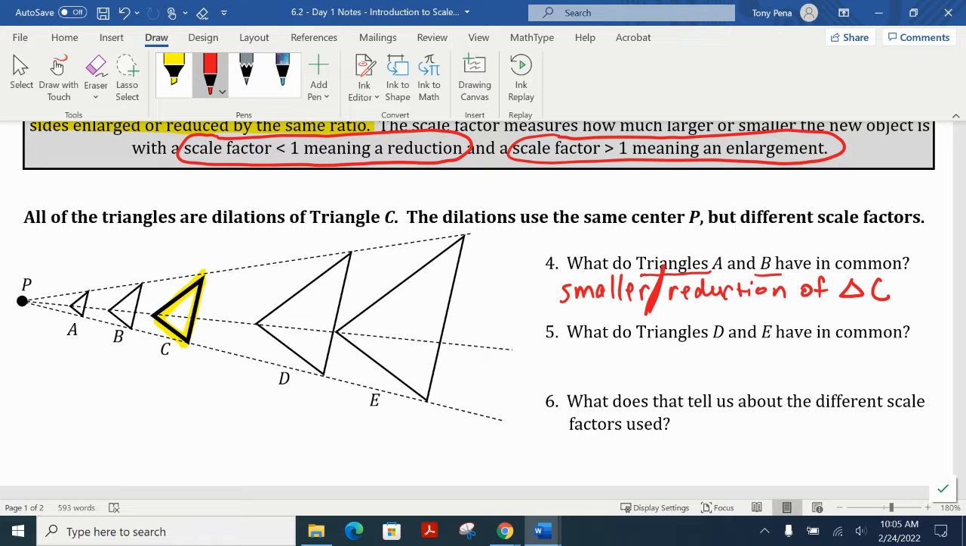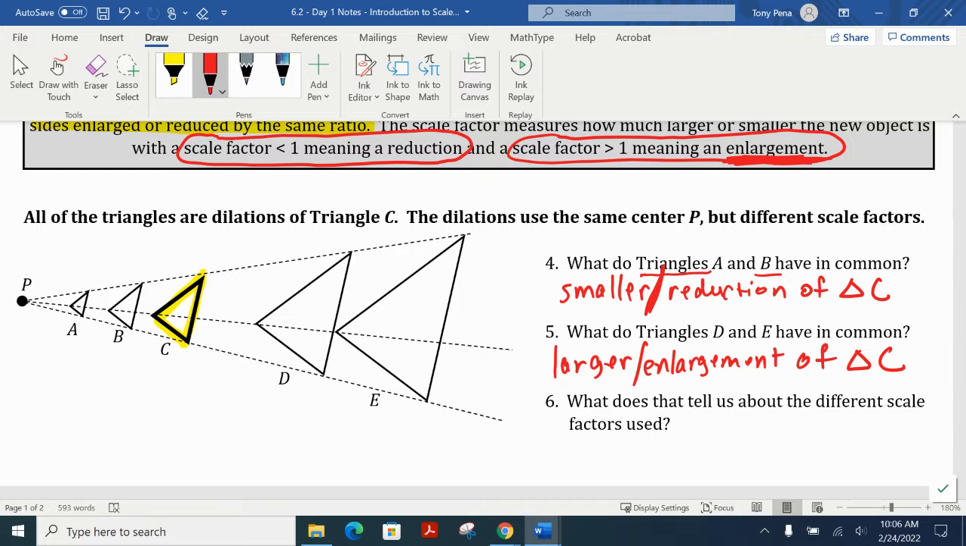Five, then, if you understood 4, now that we talked about it, 5 is just the opposite. If you look at D and E, they are larger. That's vocab we know. The math word we're going to use to represent larger is this guy right here, the word enlargement. So we're going to say that these are enlargements of triangle C. So 2 of them got smaller, 2 of them got bigger. C is the original.